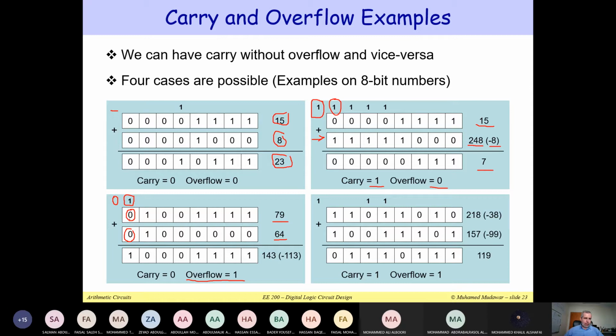So these two carries are different. So that's an indication of overflow. Now, notice that the first two numbers are positive plus positive. I expect a positive result, but it turns out that my result here is negative. So when you look at this number as signed, you get -113. If you look at it to be unsigned, it will be 143. So the correct sum of 79 plus 64 is 143.